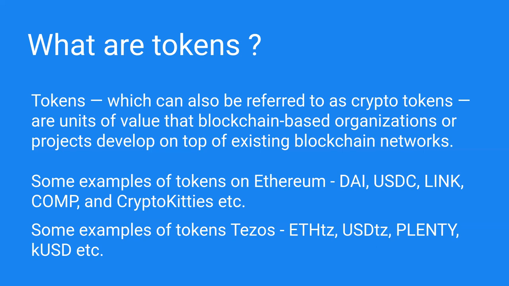Similar to the Ethereum tokens, we also have different projects that have issued tokens on Tezos. And these tokens follow the standards that we are going to talk about today, FA1.2 and FA2. Some of the tokens that exist on Tezos today are ETHTZ, USDTZ, Plenty, KUSD, and there are actually a lot of tokens. I'll show you later on the number of tokens already existing on the Tezos ecosystem, even though Tezos is much newer compared to Ethereum.